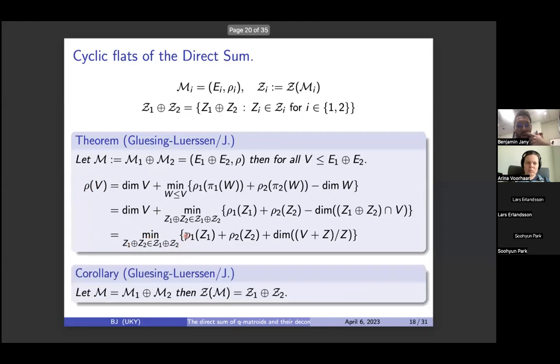And in fact, by rewriting the rank function of the direct sum of q-matroids in this way, we were able to show that the cyclic flats of the direct sum are precisely the sums of cyclic flats of each component. And so the cyclic flat seems to be really the only collection of spaces in q-matroids that behave well under this direct sum operation, right? And finding such a characterization really allowed us to dig a little deeper into this decomposition of q-matroids, because we have a way to nicely characterize some spaces, namely the cyclic flats of a direct sum.